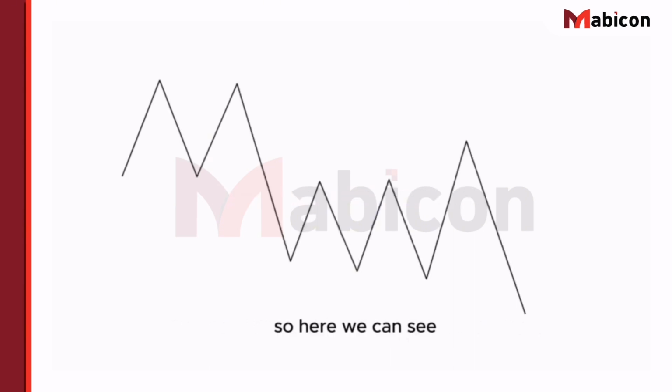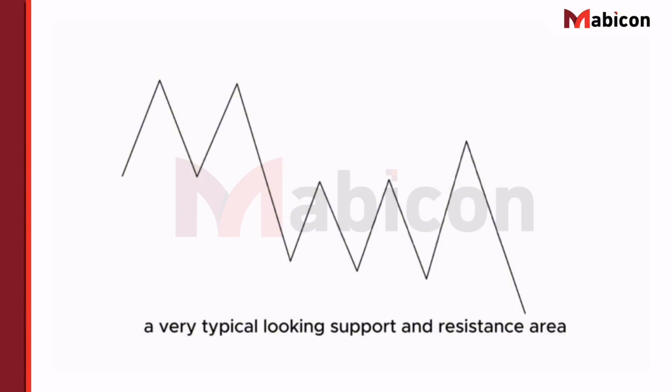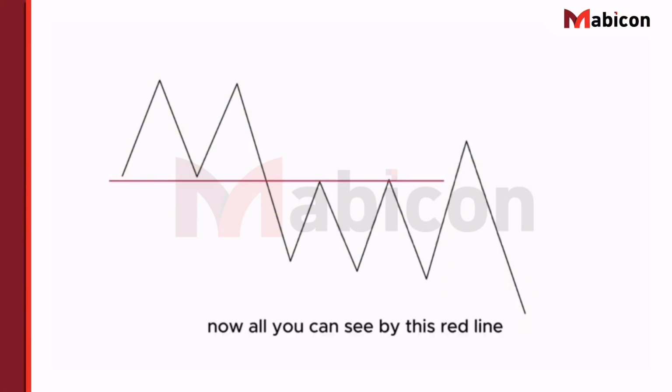So here we can see a very typical looking support and resistance area. Now what we can see by this red line is, first off, this was acting like a support level. We can see price reacting from this level, pushing up, and eventually it is broken through. Price then consolidated underneath, reacting from this point, which is then becoming a resistance level.